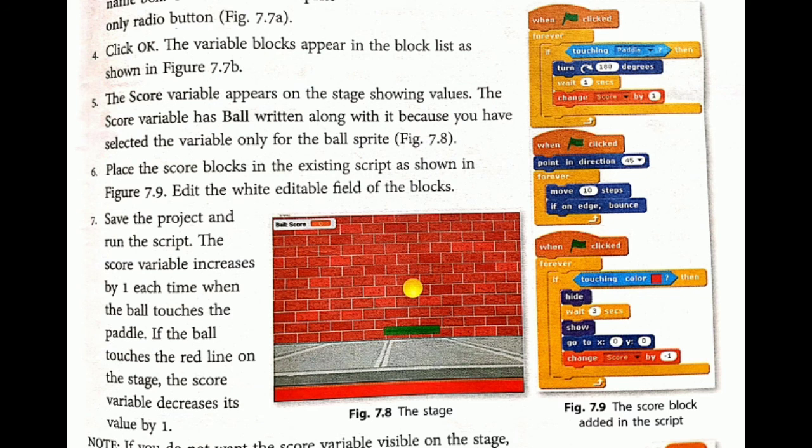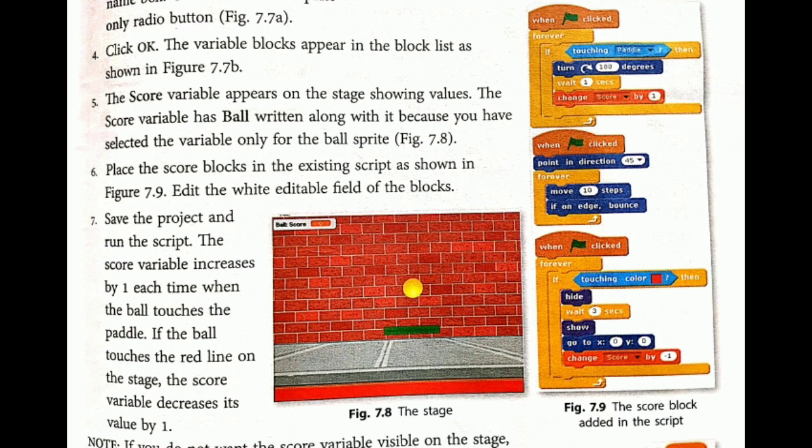Place the score blocks in the existing script as shown in figure 7.9. Edit the white editable field of the blocks. And step number 7 says to save the project and run the script. The score variable increases by 1 each time the ball touches the paddle. If the ball touches the red line on the stage, the score variable decreases by 1.